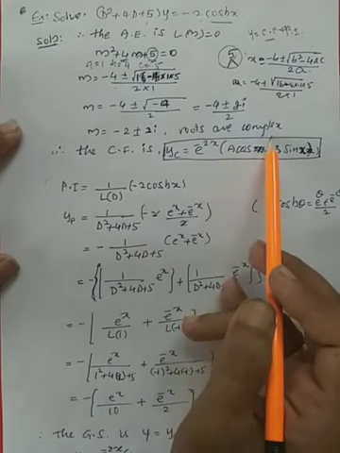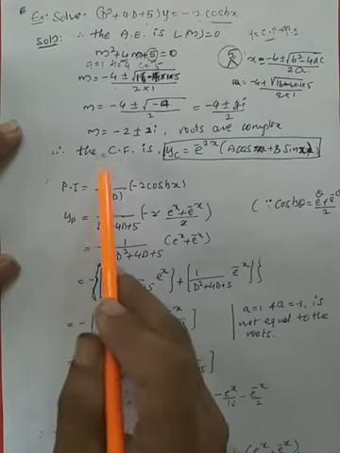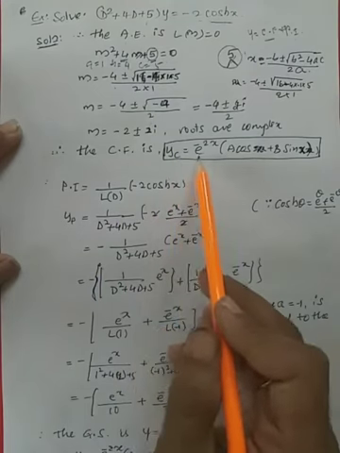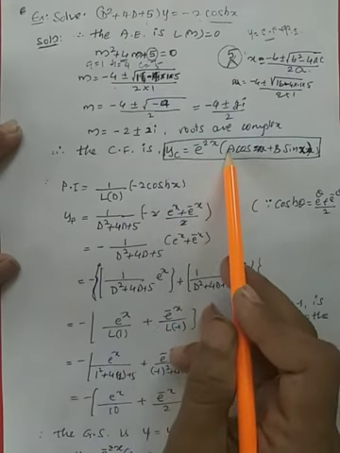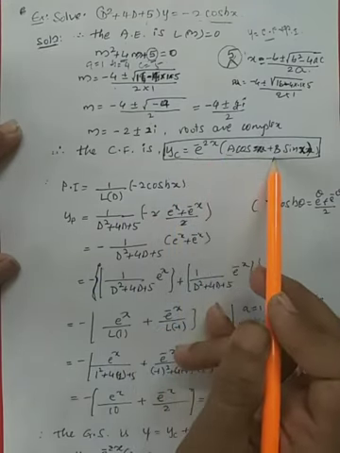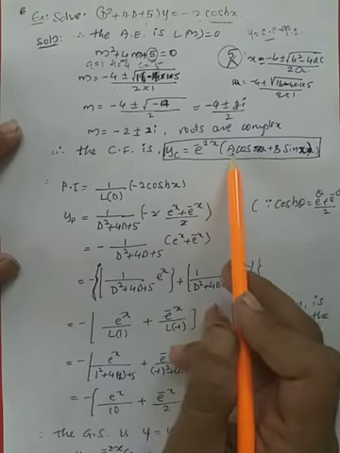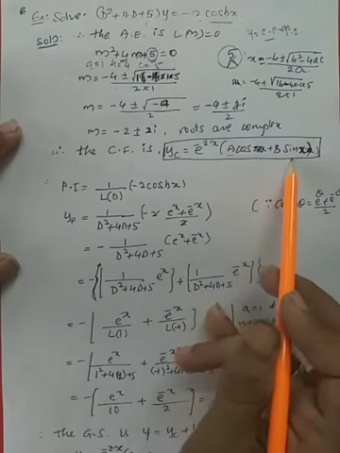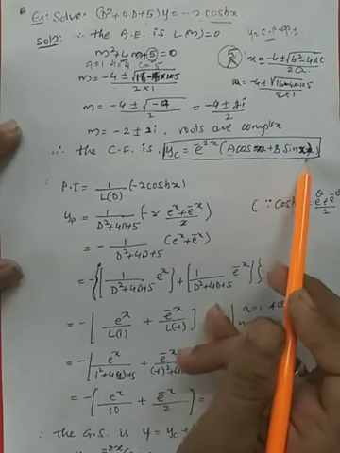Therefore, the roots are complex in nature. Therefore, by the rule, the complementary function yc is written as e to the power minus 2x into (you can write c1 and c2 also here; for convenience, I have written A and B) A cos x plus B sin x. This is the complementary function.